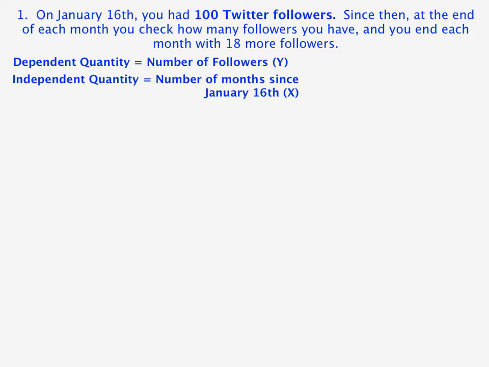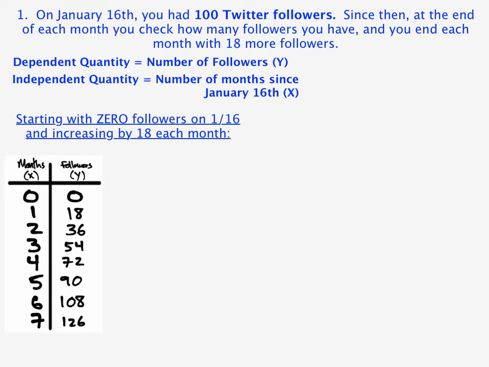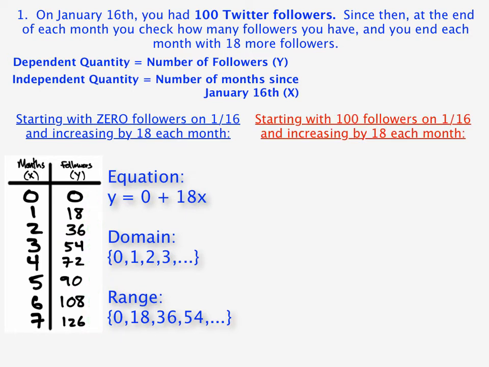Now, recall from our original example when we started with 0 followers, here's a table of values to show that relationship, and the equation was y equals 0 plus 18x. That 0 represents how many Twitter followers you had on January 16th, 0 months since January 16th, and the 18 represented how many more followers you got each month. Now let's create a new table of values for this new relationship where the number of followers you have still goes up by 18 each month, but you start with 100.